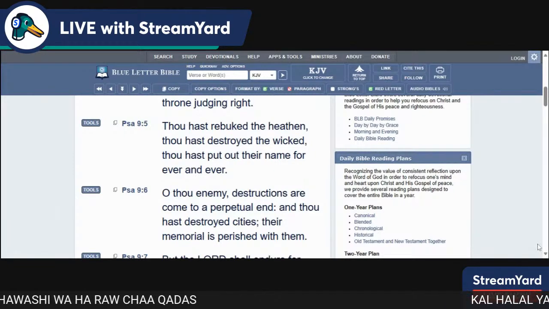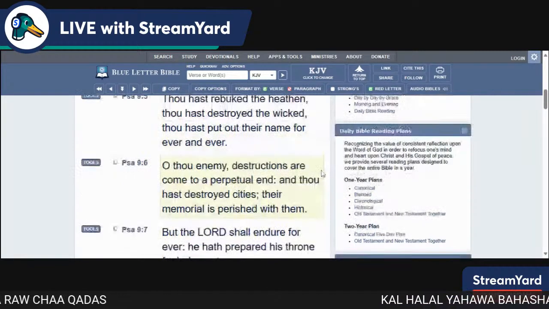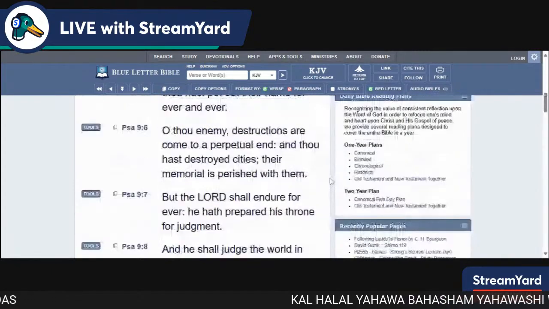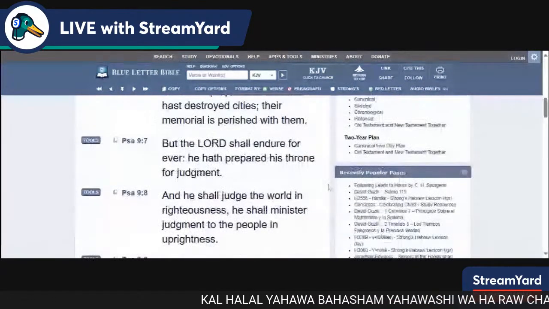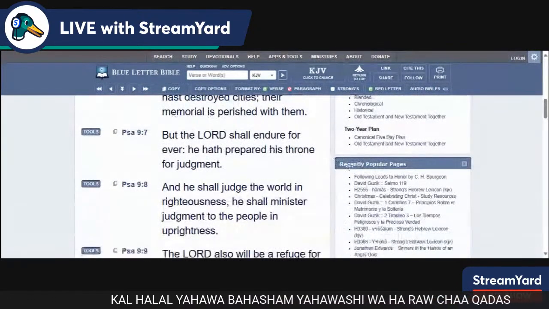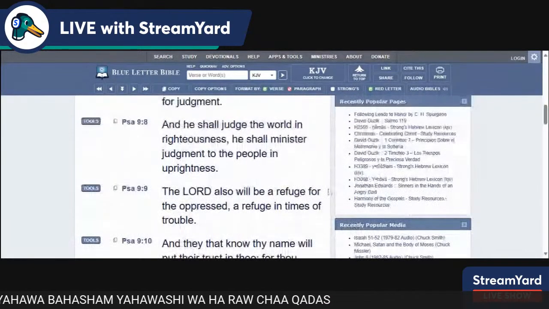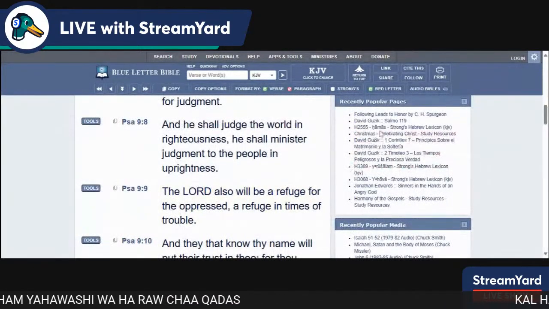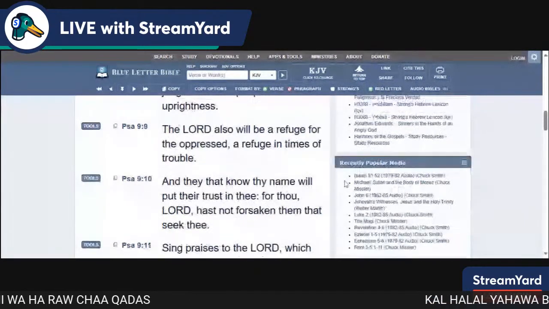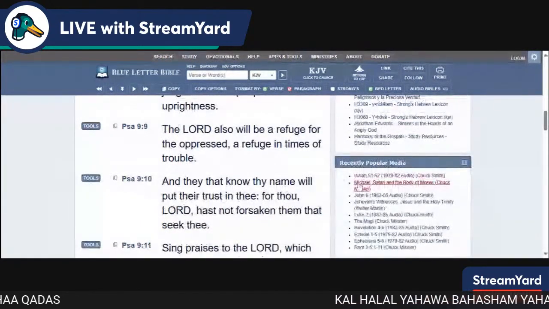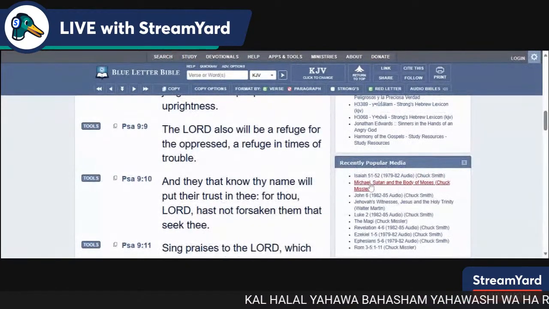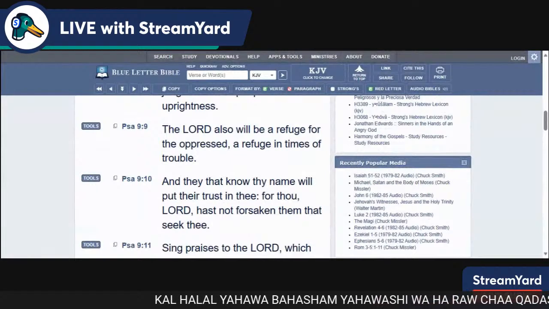Okay, going on. Psalm 97. But the Lord shall endure forever. He hath prepared his throne for judgment, and he shall judge the world in righteousness. He shall minister judgment to the people in uprightness. The Lord Yahweh also will be a refuge for the oppressed and a refuge in times of trouble.